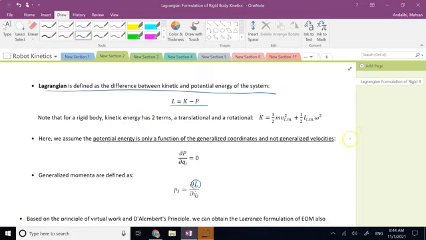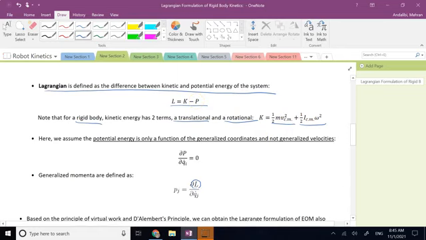If your system is only comprised of rigid bodies, in a rigid body you have two terms for kinetic energy: a translational term, which is half of the mass times velocity at the centroid squared, plus a rotational term, which is half of mass moment of inertia about centroid times rotational velocity squared. Okay, so that's kinetic energy. And again, if you have a system, you have to add all of those terms together.